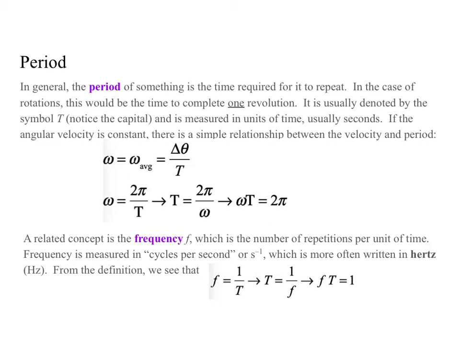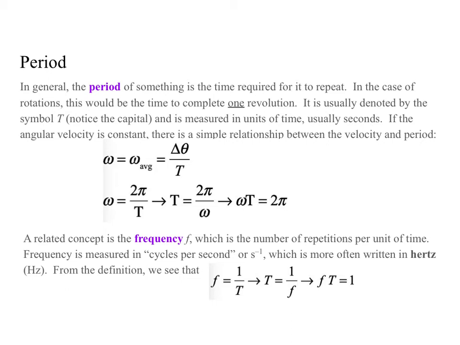In general, the period of something is the time required for it to repeat once. In the case of rotations, this is the time to complete exactly one revolution. It's denoted by the symbol capital T and is measured in units of time, usually seconds. If the angular velocity is constant, then there is a simple relationship between the velocity and period. Omega is omega average, and therefore is delta theta over t. But in one circle, delta theta is 2 pi, and so we get that omega t equals 2 pi, or omega is 2 pi over t, or t is 2 pi over omega.